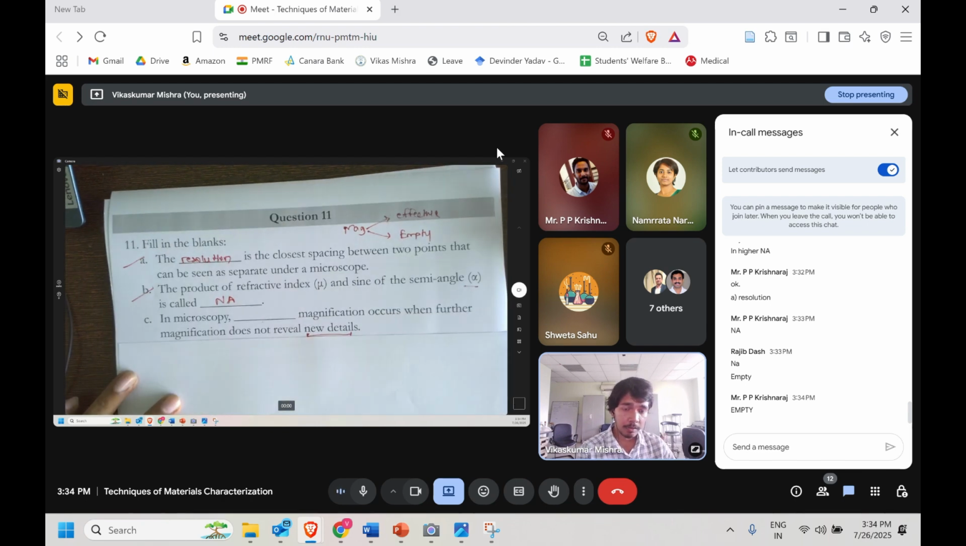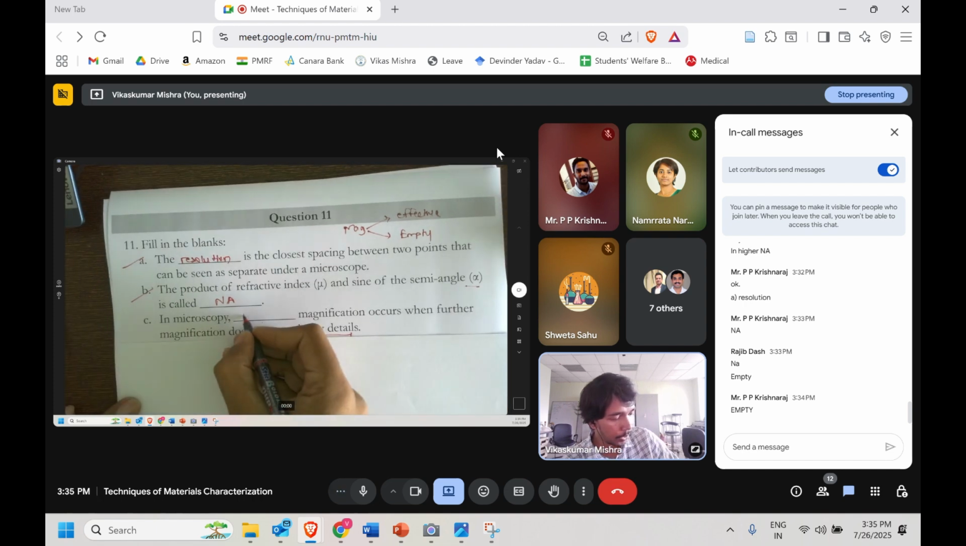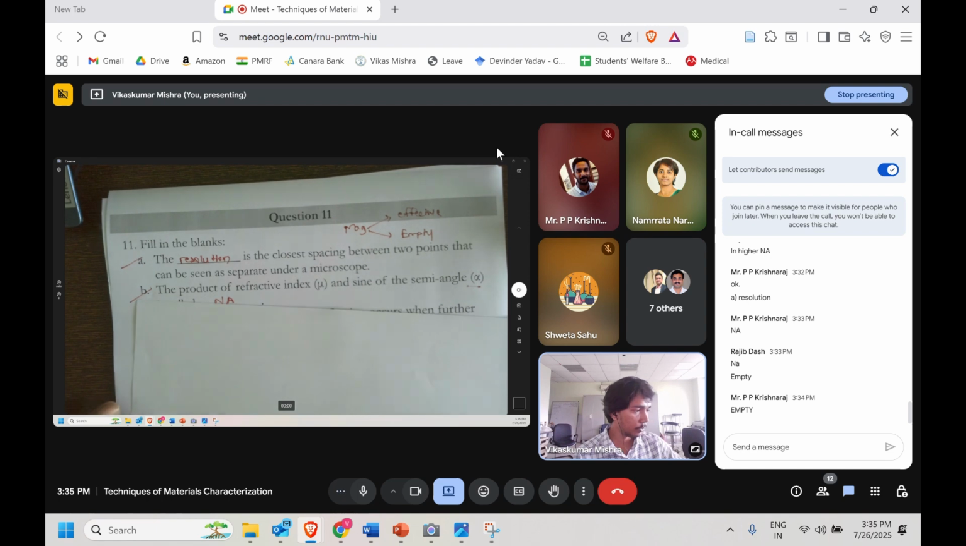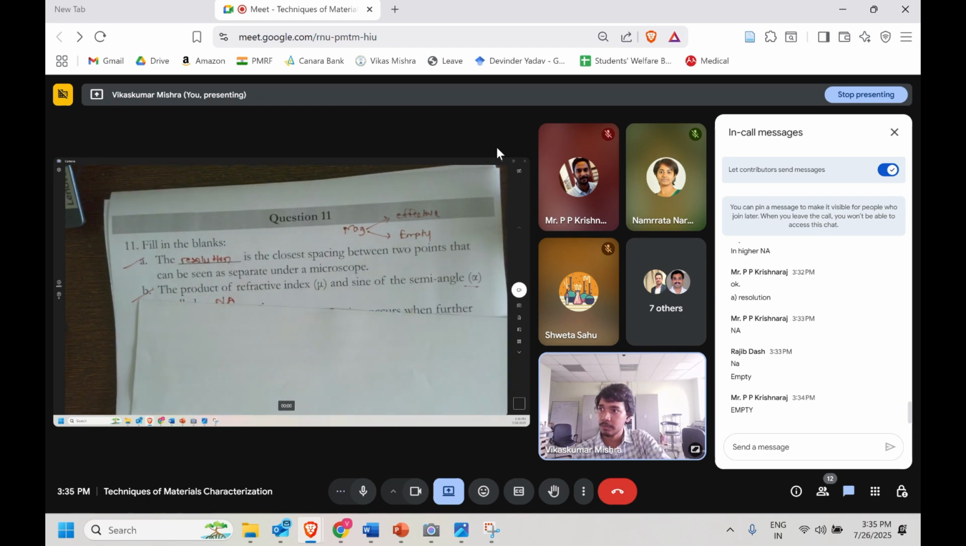Effective means that once we keep on increasing and we are able to see the features more clearly, that is known as effective magnification. While if we keep on increasing the magnification but we are not able to see any further information, that is the empty resolution. The right answer is empty. Okay, let me share a few images. Let me show you a few optical images which I have gathered.